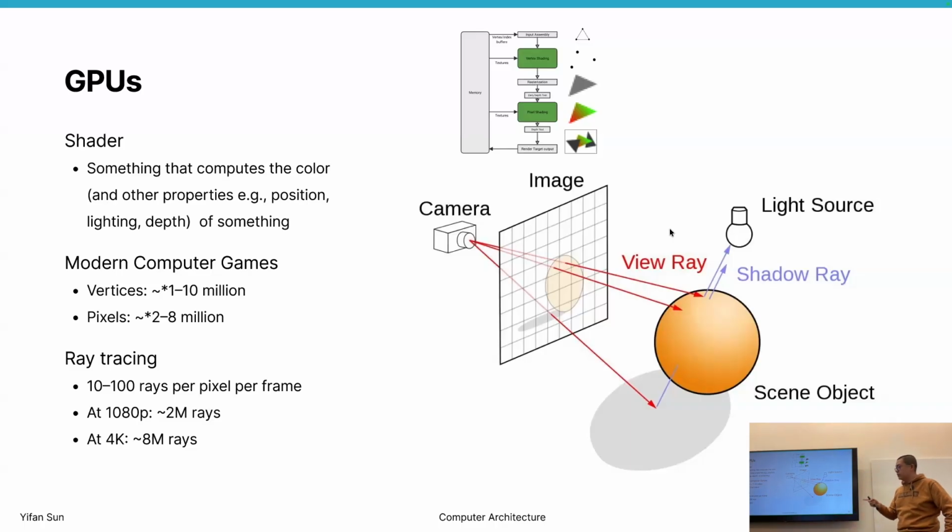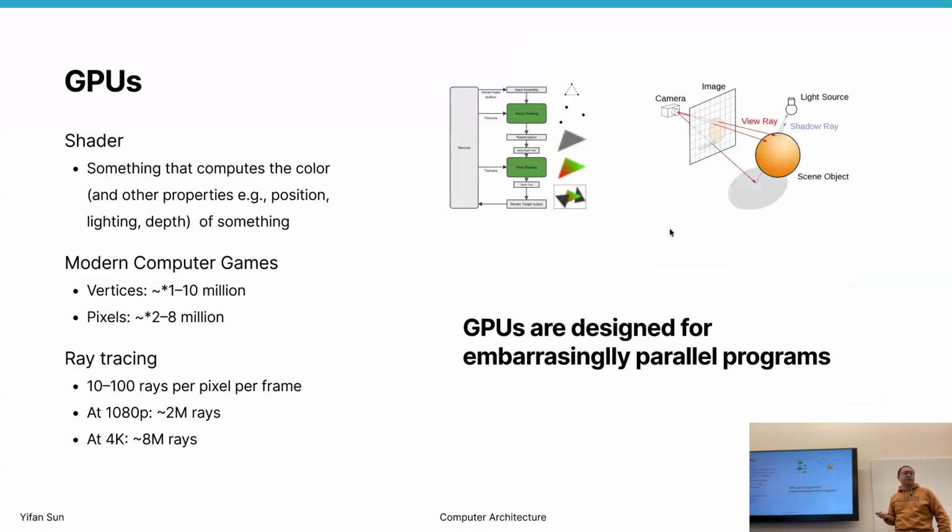If you consider this type of calculation, every calculation on the vertices and on the pixels is independent from each other, right? And every ray in this case is independent from each other. So rendering is intrinsically an embarrassingly parallel program. So GPUs were originally designed for embarrassingly parallel programs. They can calculate these things many, many times with much larger throughput, with much larger computing capability.